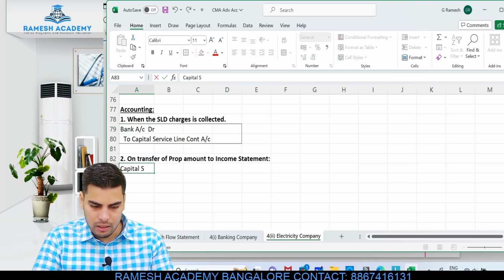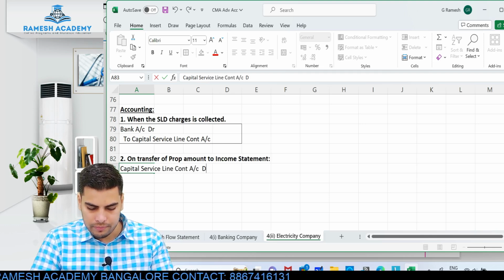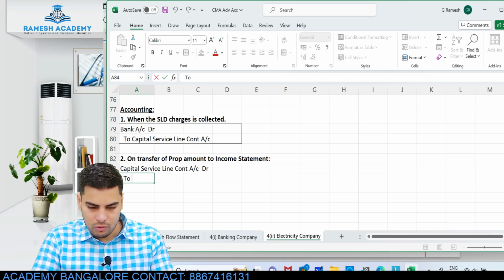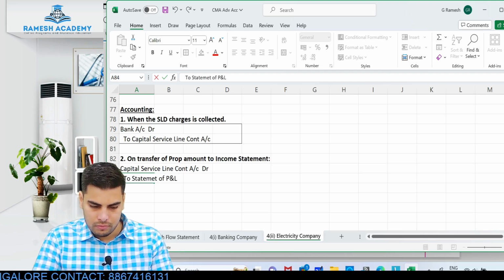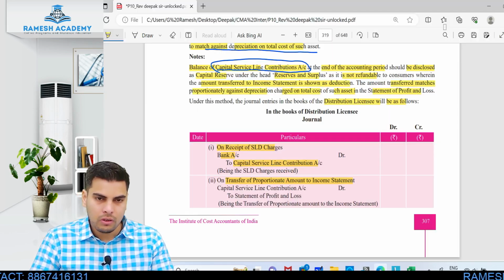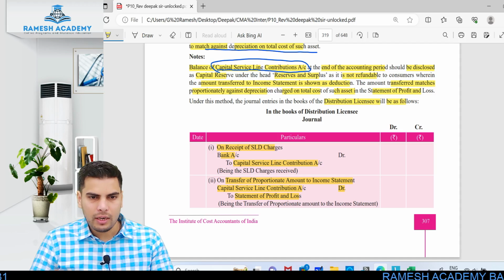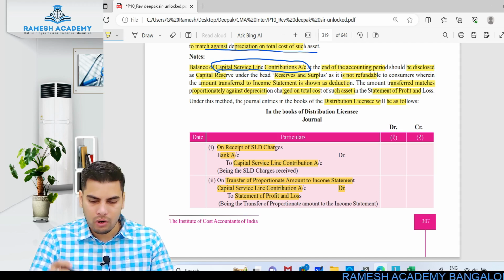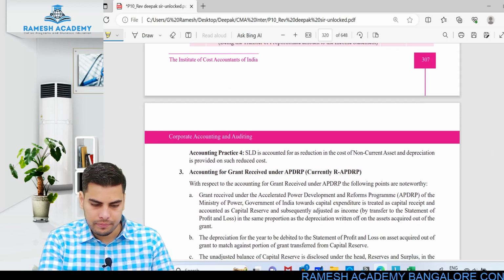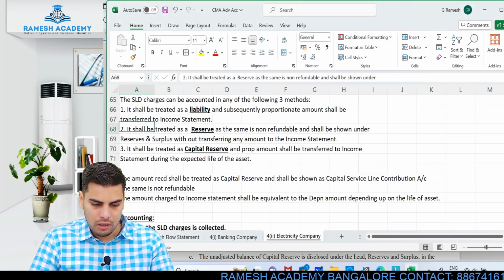So the entry will be capital service line contribution account debtor to what? To statement of P&L account. Look at this. Capital service line contribution account debtor to statement of P&L. You can either call it as income statement, statement of P&L, or profit and loss account. Anything would be fine. So then the last accounting practice, we also have one more accounting practice. Okay, so this is for the third accounting practice.